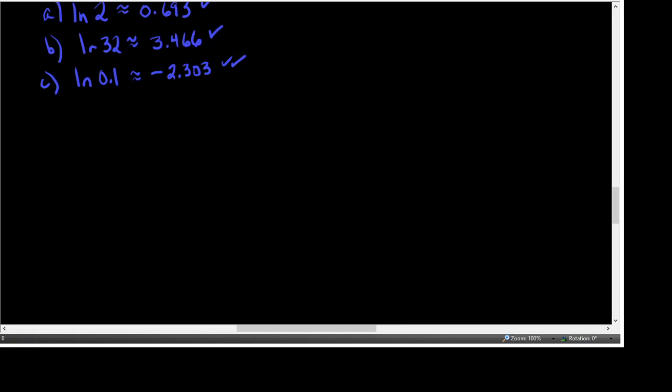All right, so if we then want to take the derivative of the natural logarithm of x, that's going to be the derivative of the antiderivative from 1 to x of 1 over t dt.